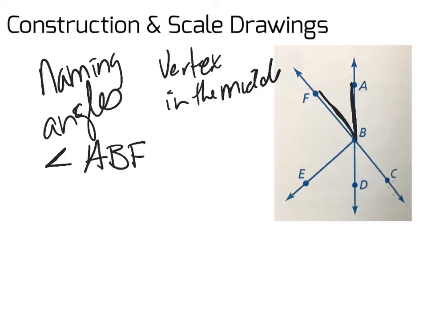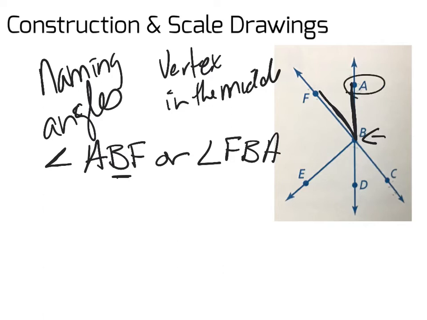So I could name it ABF. B is my vertex, so that has to be in the middle. Or I could have named it FBA. That is the same angle. It doesn't matter which point you put first. You could put A first or F first. But B has to remain in the middle. So that's how we name an angle.